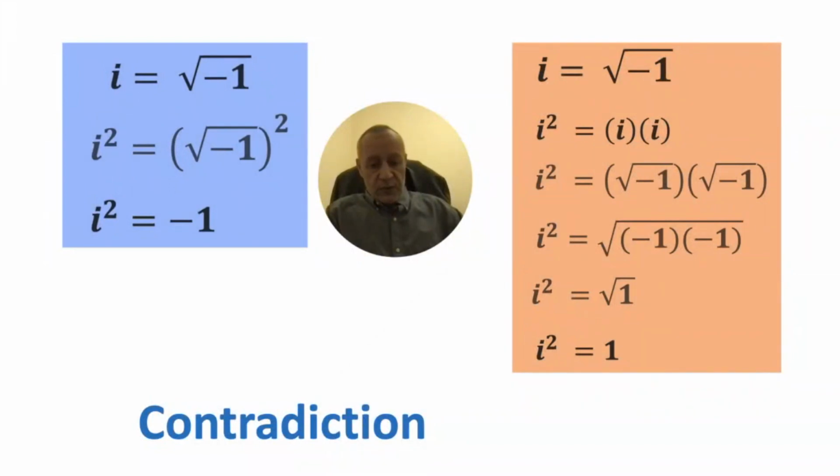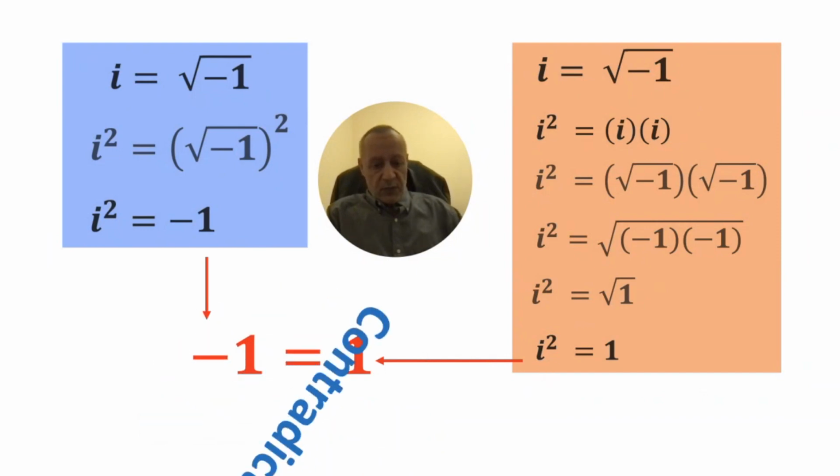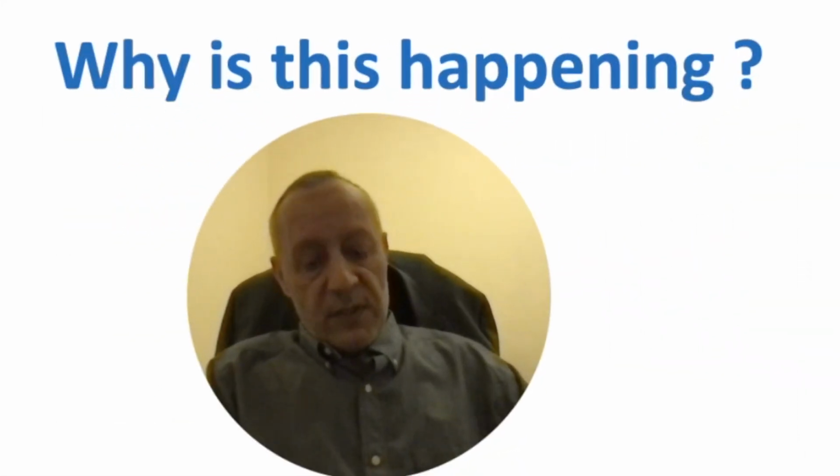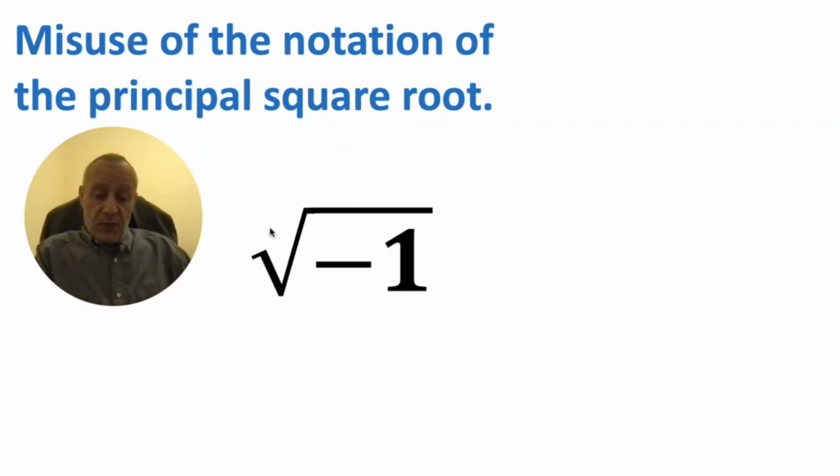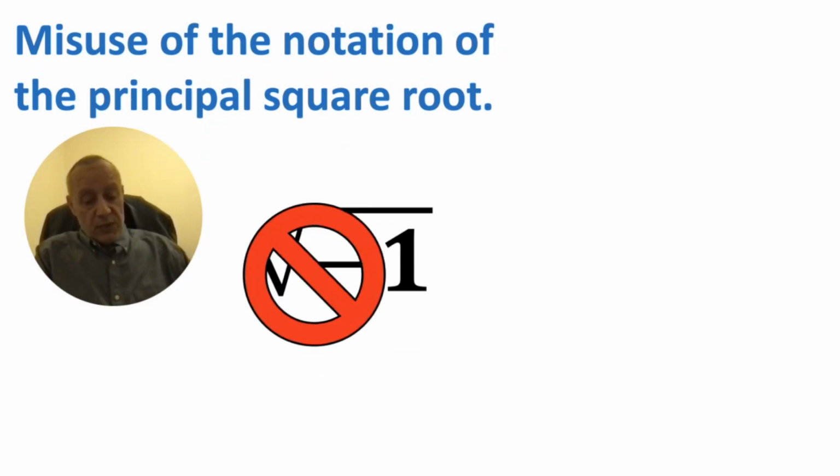Using two different ways to calculate i squared, I got a contradiction. -1 is exactly 1 because both of them are equal to i squared. Why is this happening? It's just a misuse of the notation of the principal square root. Using this notation has led to a contradiction. So we should not allow this notation at all.